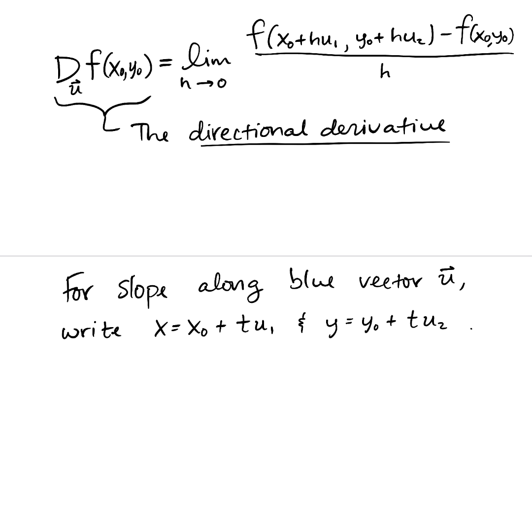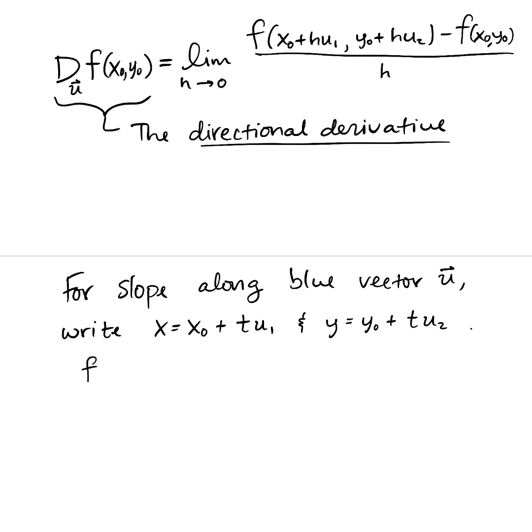So when t is 0, you're right at x naught, y naught. When t is 1, you're a full 1 unit in that direction. You've added a full (u1, u2). And in general, you're just looking at multiples of that vector u emanating from the point x naught, y naught. Okay, the beauty of this is that now you have these sort of tree diagrams and chain rule comes into play.